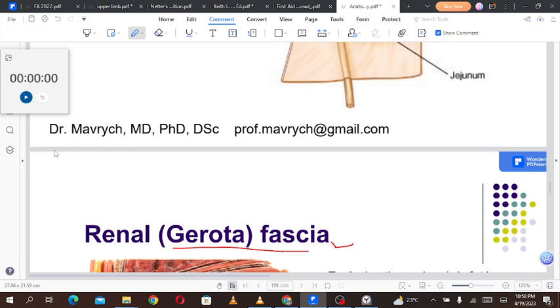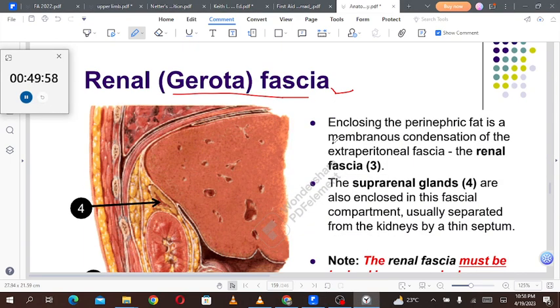Bismillahirrahmanirrahim. So now we are going to continue the fifth session of our 100-point series. Here we are going to talk about the renal or the Gerota fascia.